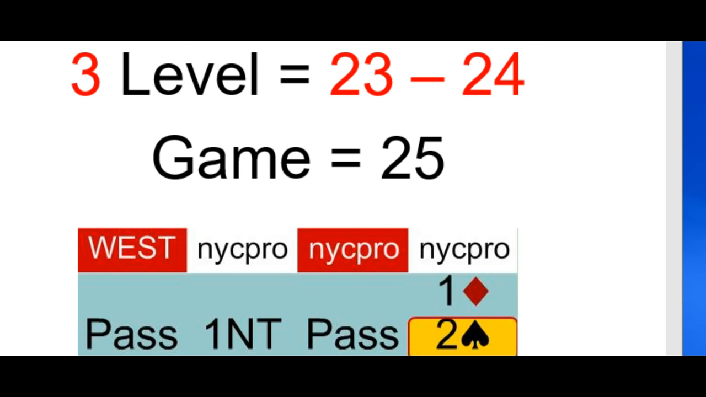Because if partner wants to play diamonds, partner has to go to the three level, and we need that 23 or 24 points in order to do that, because we're forcing partner to do that. And that's exactly what the reverse is. The reverse is a forcing bid, right? We cannot pass the reverse, so partner has to do something. So in these cases, when we're forced to the three level, which is what a reverse is always going to do, we have to have the points to be able to handle that level.